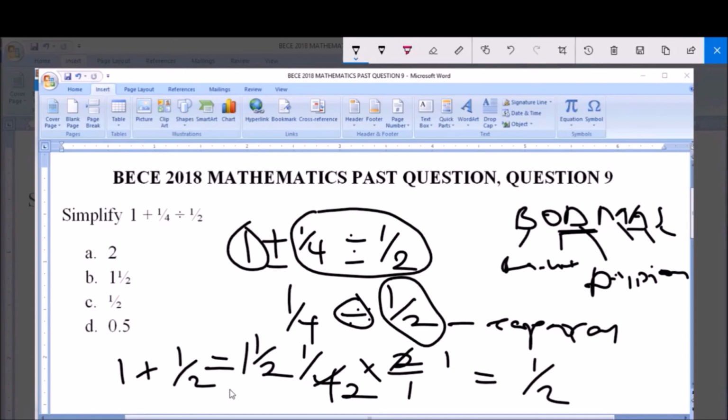1 plus 1 over 2 is equal to 1 whole number, 1 over 2. This is a mixed number now. Now which of these options corresponds to our answer?